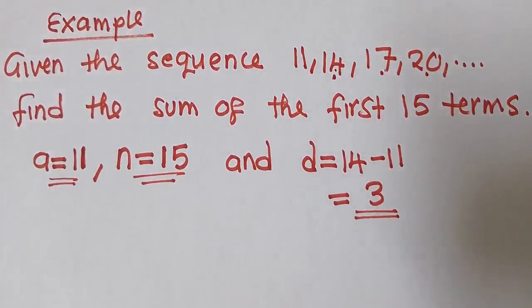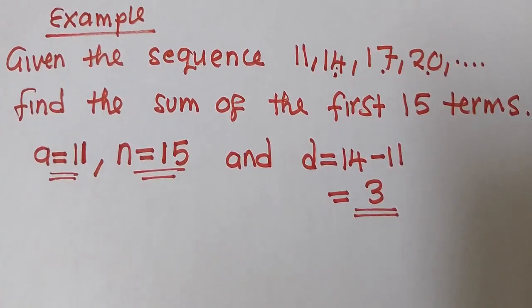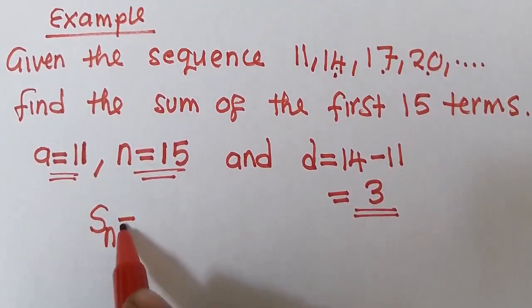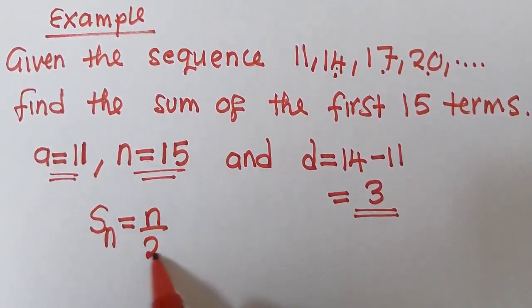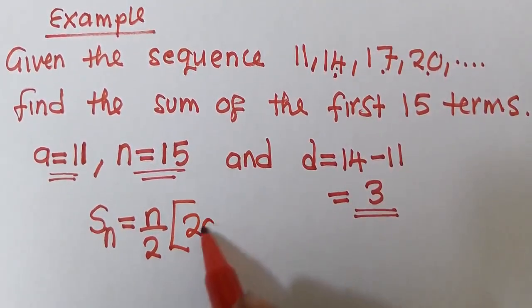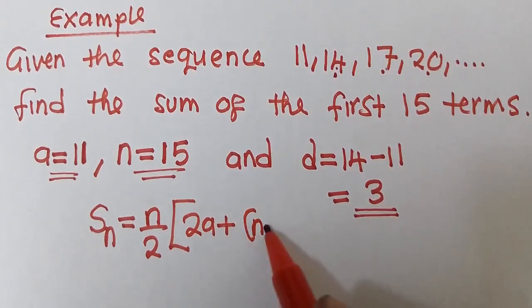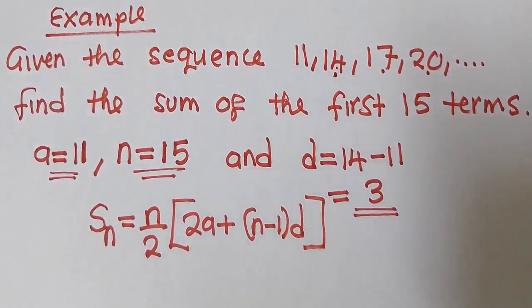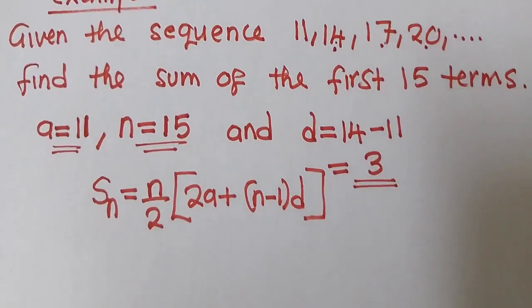Then you just do what? You just write the formula now. So just need to write the formula, where we are going to say that the sum of the nth term is equal to n over 2, open bracket, 2a plus n minus 1 cross d. Then I do this. This is what I need to put into consideration.